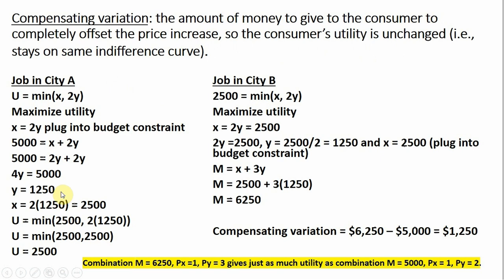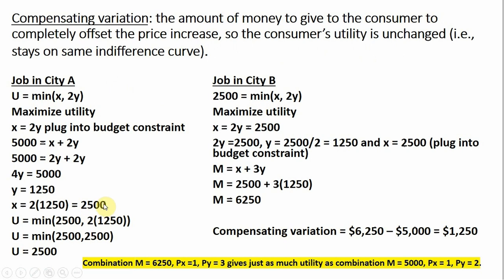Dividing through by 4, the consumer will purchase 1,250 units of Y. Plugging this 1,250 units of Y into this equation up here, X equals 2 times 1,250. The consumer will buy 2,500 units of good X.